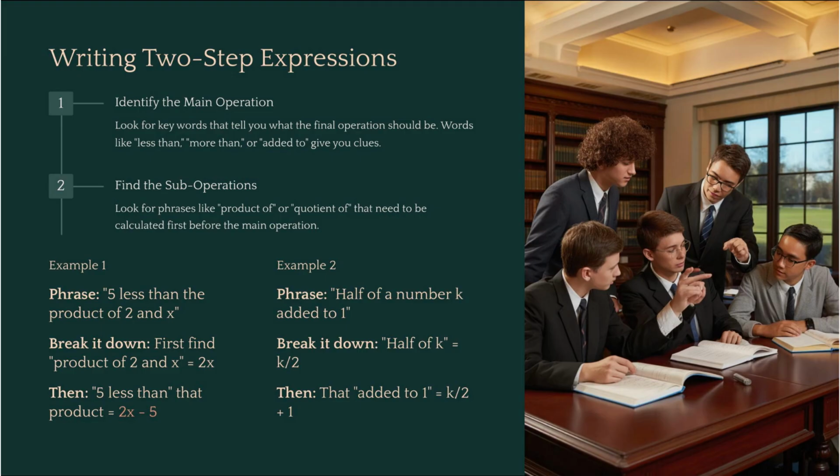Now let's translate more complicated two-step expressions. If you hear 5 less than the product of 2 and x, you have to break it down. The product of 2 and x is 2x. Then 5 less than means you subtract 5 from that product, resulting in 2x minus 5. Always identify the separate mathematical actions and translate them in the correct order.